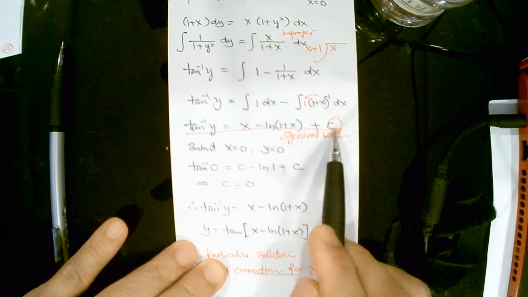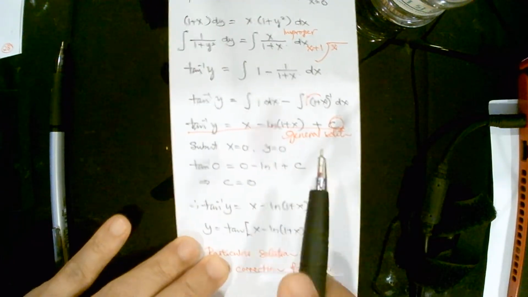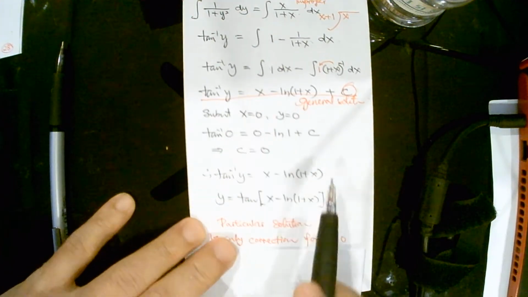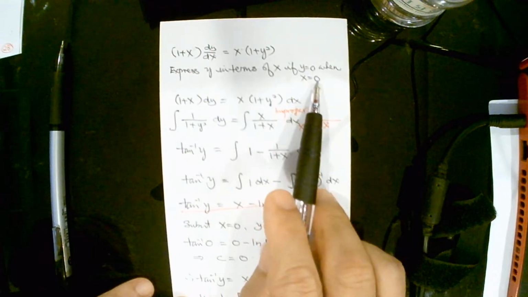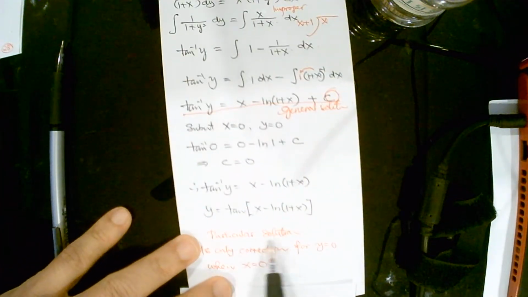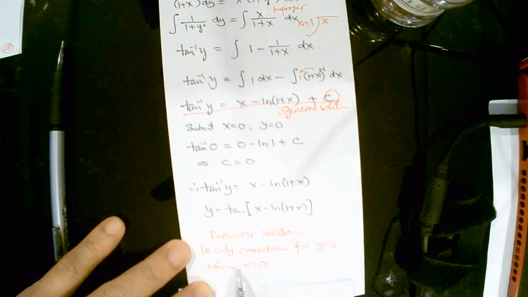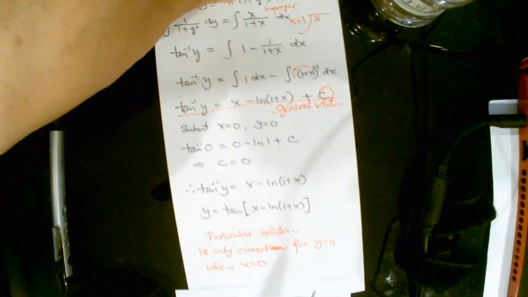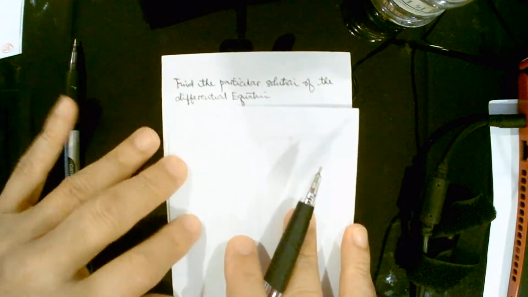If we have c, because this number we don't know, then we call it the general solution. Particular solution means c is 0. C is 0 only correct for this particular case. That's why we call it a particular solution, and it's only correct for y equals 0 and x equals 0. So they give you the initial condition for you to find the particular solution.